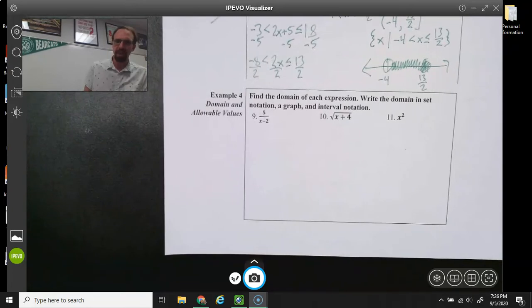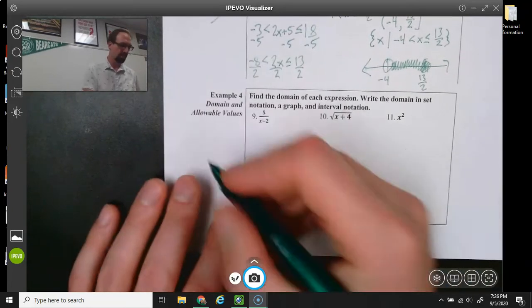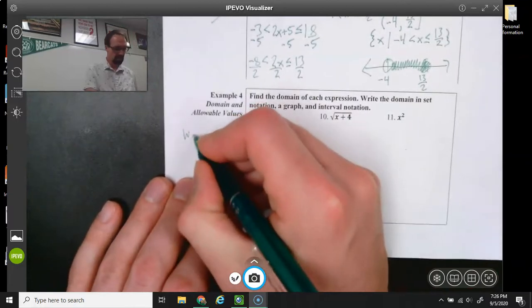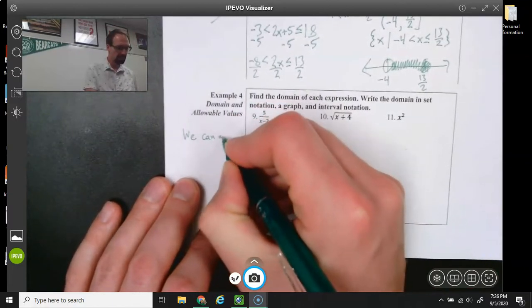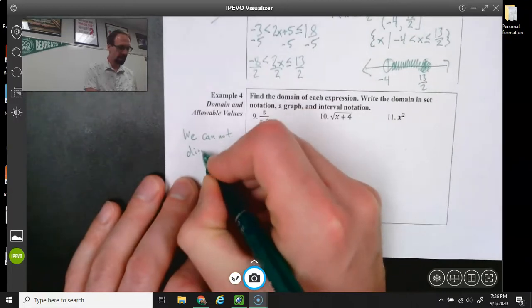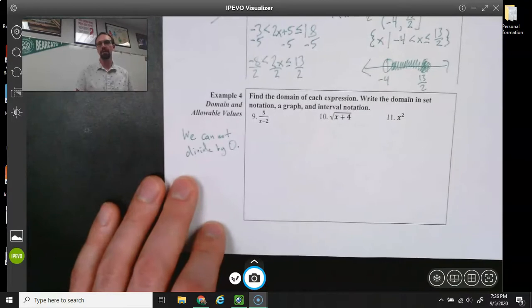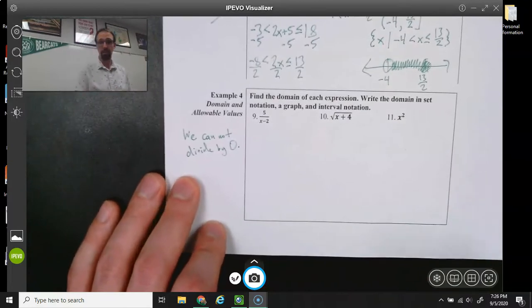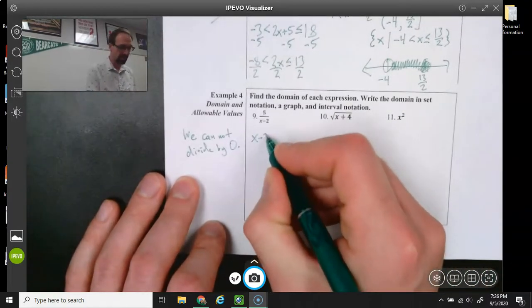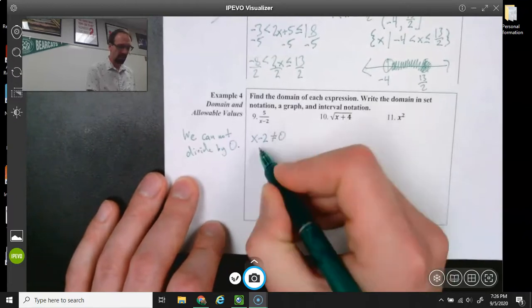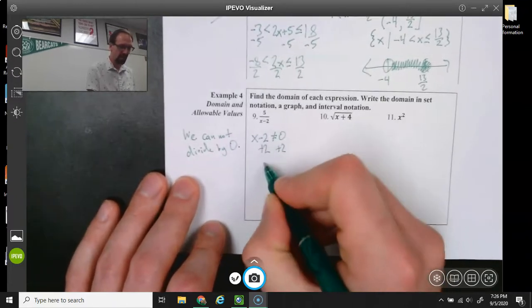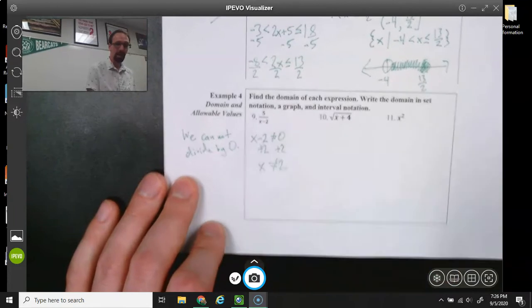The first one is if we have a fraction. If we have anything that we're dividing, we can't divide by 0. So if we can't divide by 0, that means we can't have a 0 in the denominator. So what we want to do is set x minus 2 not equal to 0 and then solve. If we add 2 on both sides, we get that x cannot equal 2.